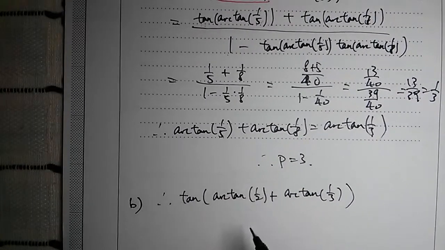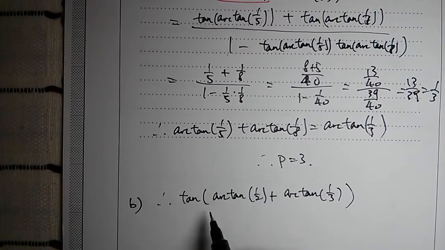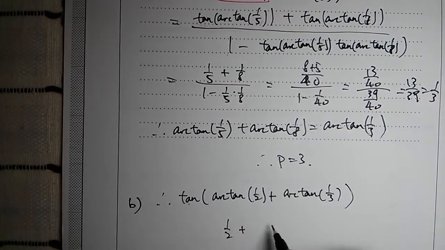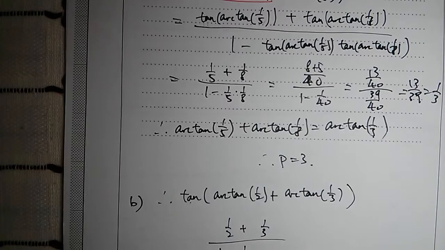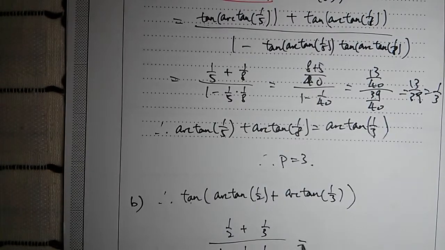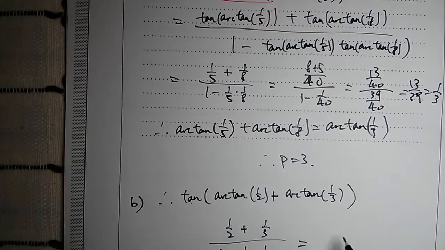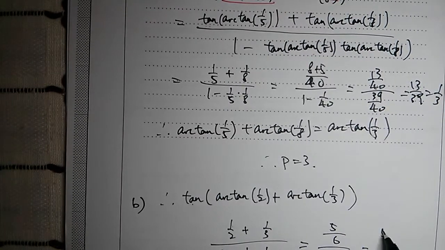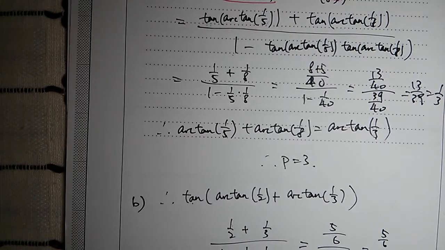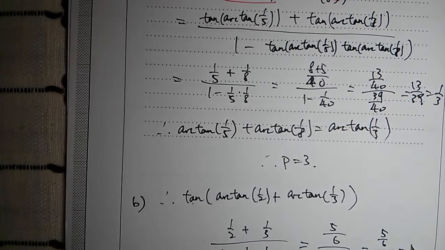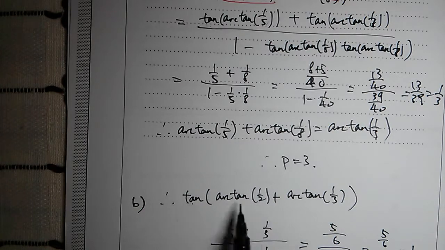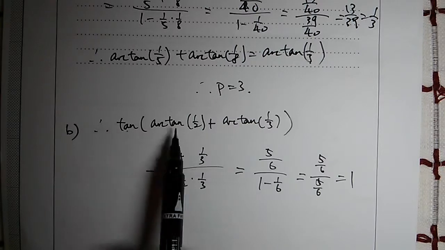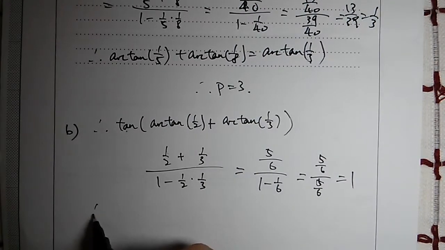Part B, obviously use the compound angle formula for tangent. We now know tangent of arctangent half is just a half, so tangent A plus tangent B divided by 1 minus tangent A times tangent B. So you get a common denominator, add them up. 1 minus 1/6. What you get is the value 1. That means the tangent of this is 1.